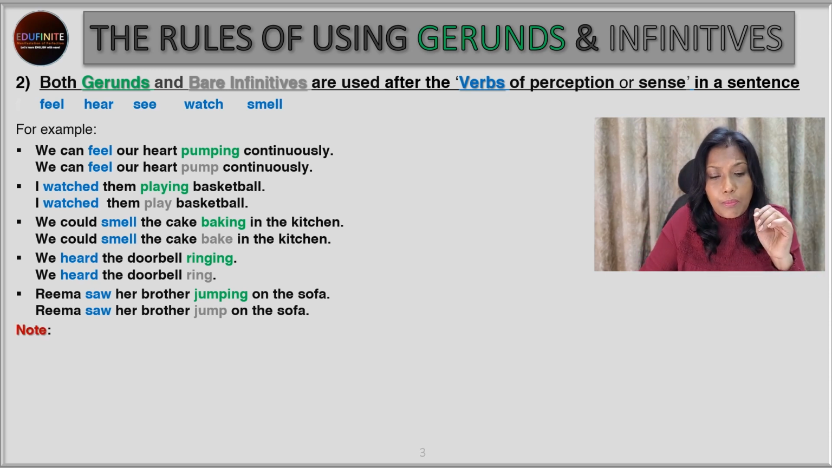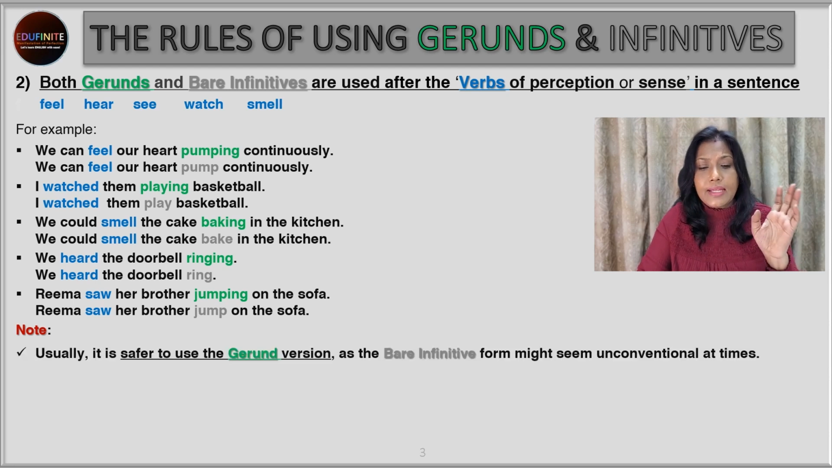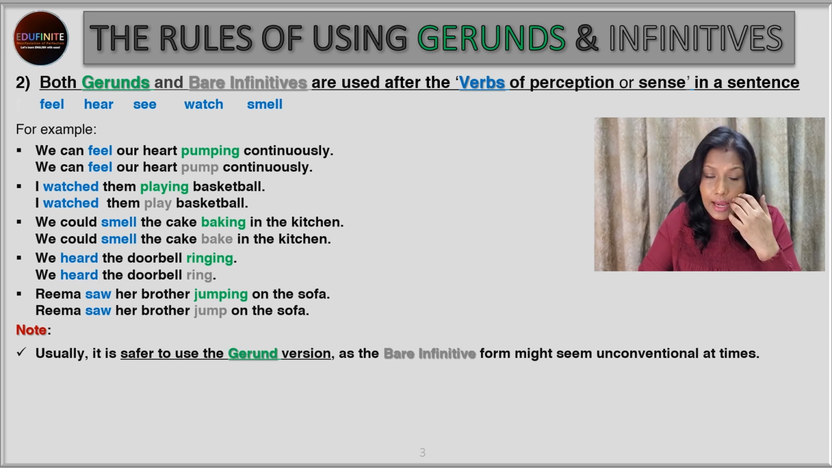You have to note one point here. Usually it is safer to use the gerund version, as the bare infinitive form might seem unconventional at times. So usually when we use verbs of perception, we use the gerund form of the verb because sometimes it may feel unconventional when we use only the bare infinitives.